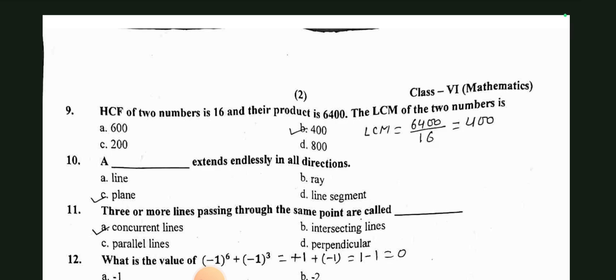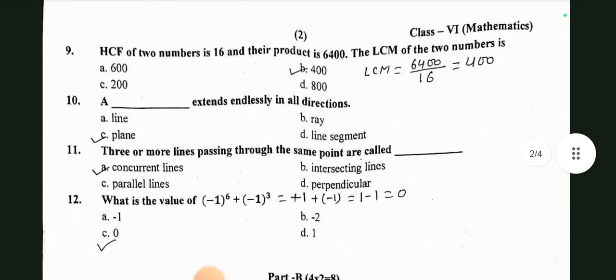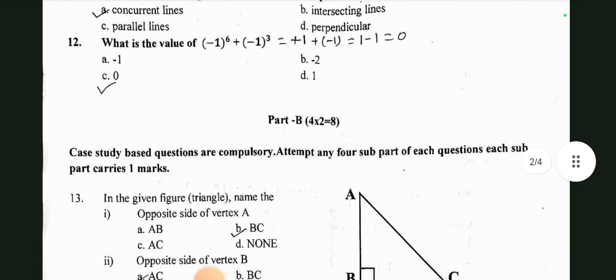Question 10, a plane extends endlessly in all directions. So the right option is C. Question 11, 3 or more lines passing through the same point are called concurrent lines. So option A is right. Question 12, minus 1 to the power 6 is plus 1 and minus 1 to the power 3 is minus 1, and 1 minus 1 equals 0. So the right option is C.